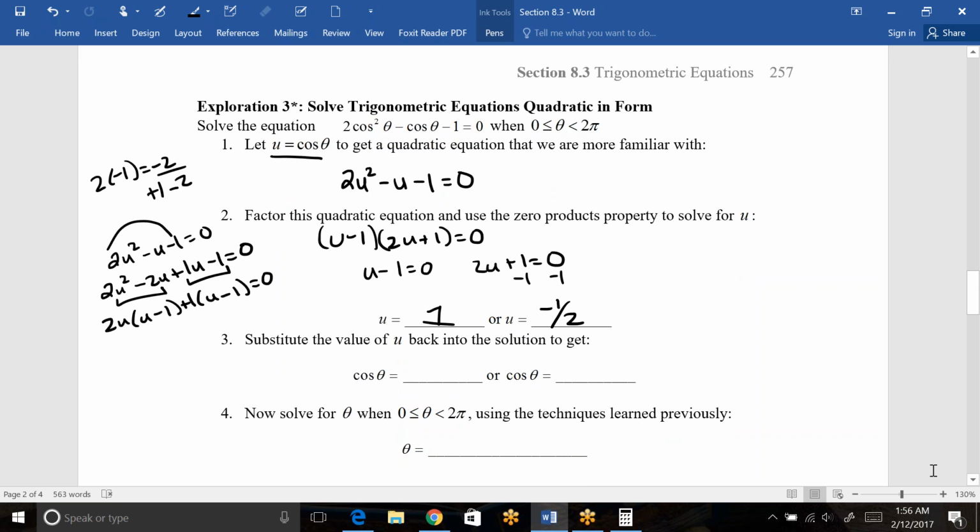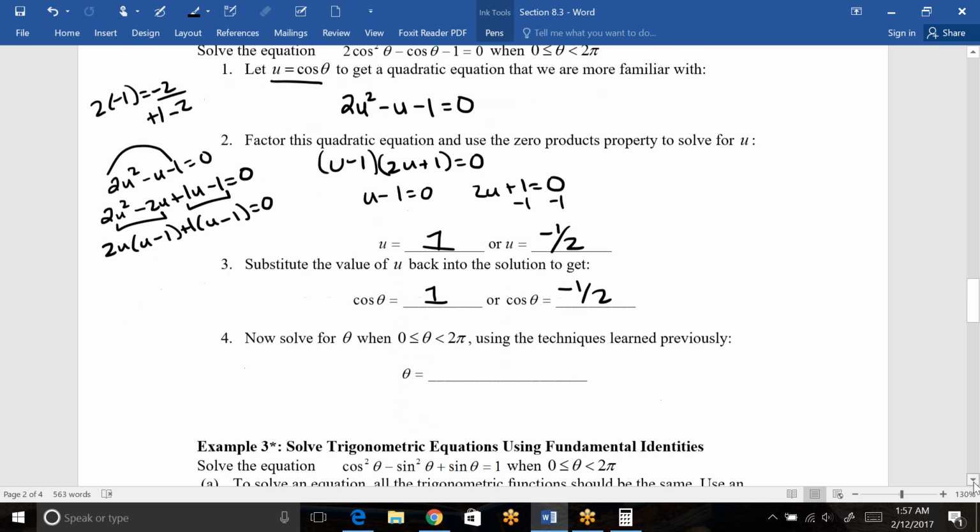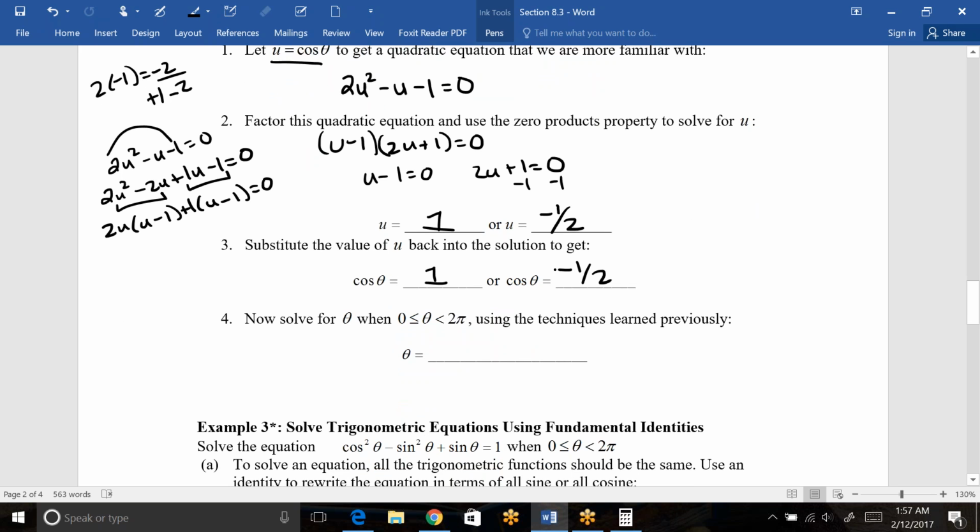Essentially, we solved the substituted part. So we have to turn these back into cosines. So cosine theta equals 1, or cosine theta equals -1/2. Now, that means that we have 2 different sets of solutions to solve.